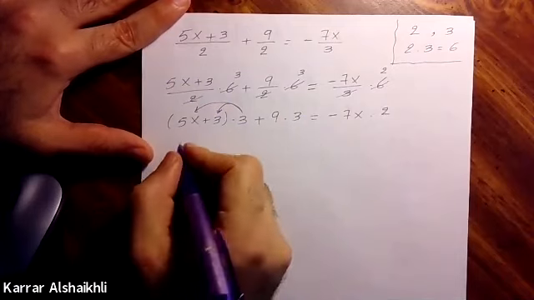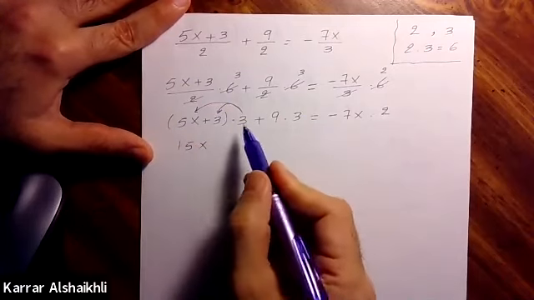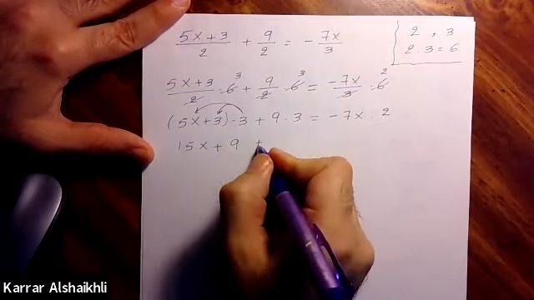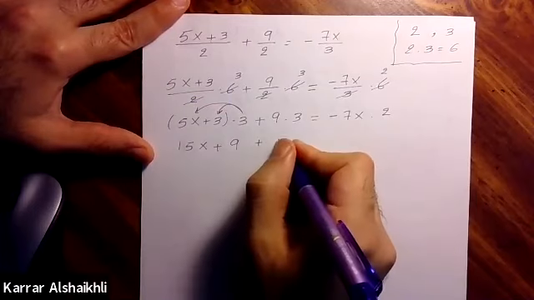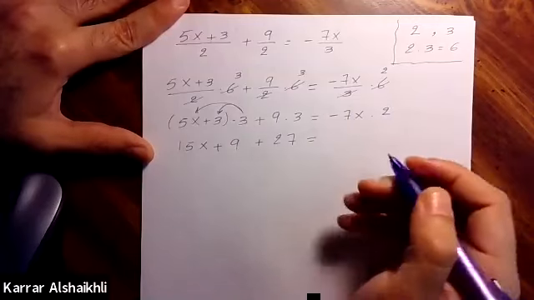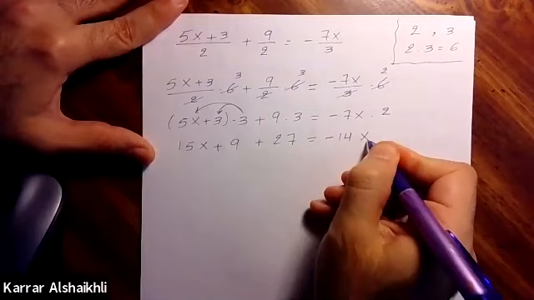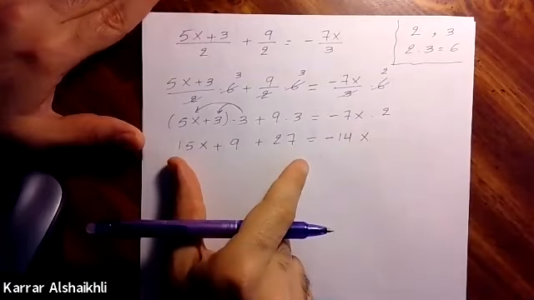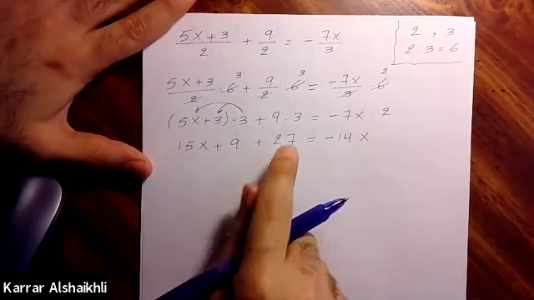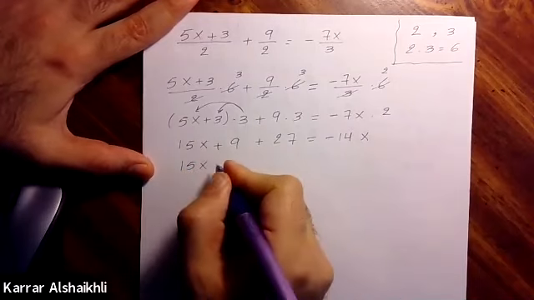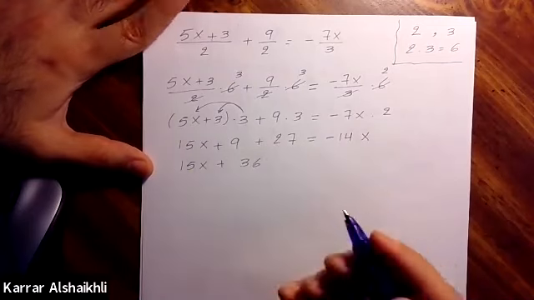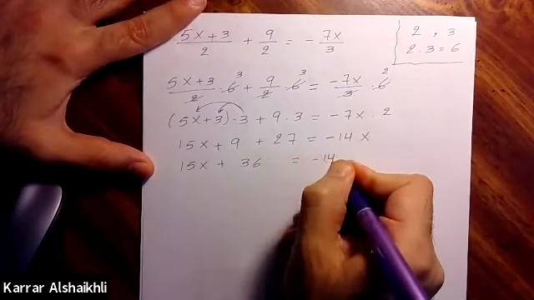3 times 5x is going to be 15x. 3 times 3 is going to be 9. Okay? This is a plus. 9 times 3 is going to be 27 equal -7 times 2 is going to be -14x. Do I have like terms on this side? I have 9 with the 27. So it's going to be 15x plus 36, because 9 plus 27 is going to be 36, equal -14x.